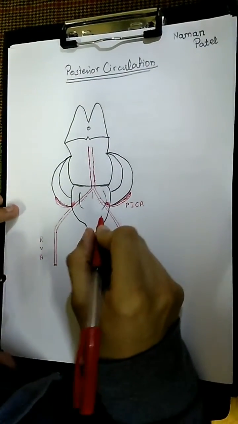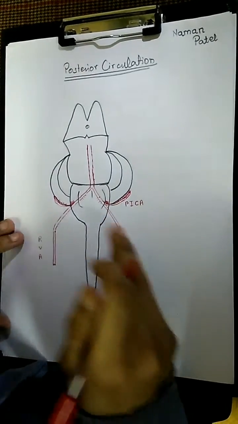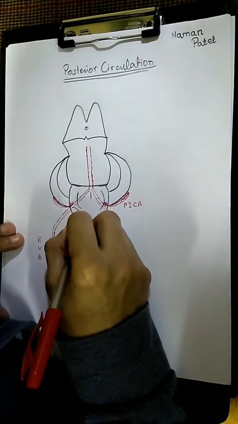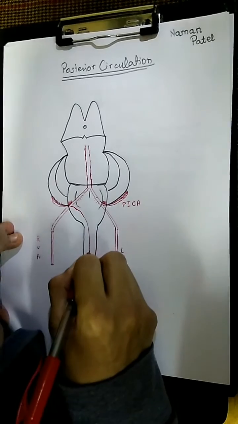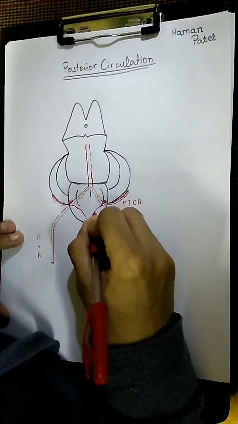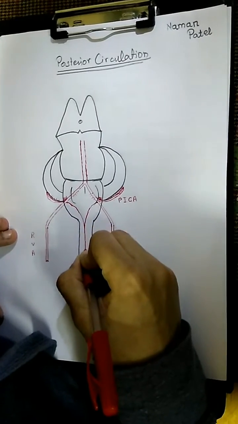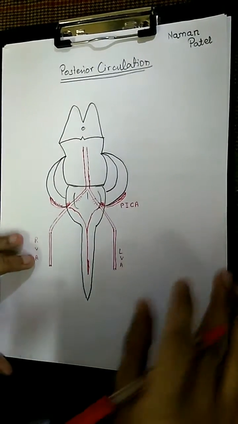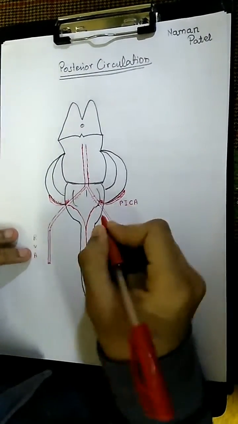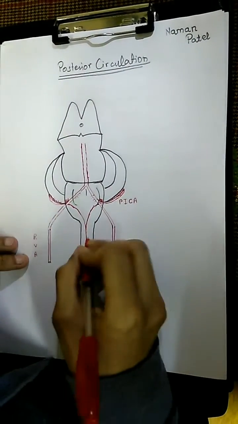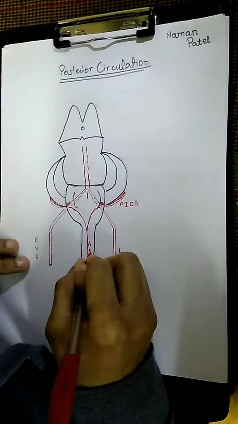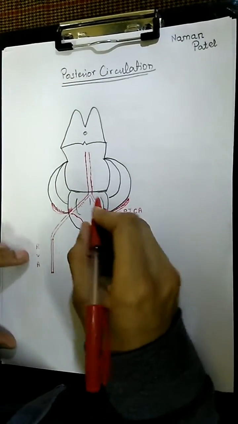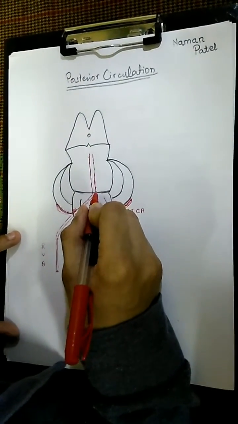Coming next, from these two vertebral arteries there is one more artery arising, and it is the anterior spinal artery. It is only one artery, and it runs in the anterior spinal fissure. We will talk about it later. So this is the anterior spinal artery.